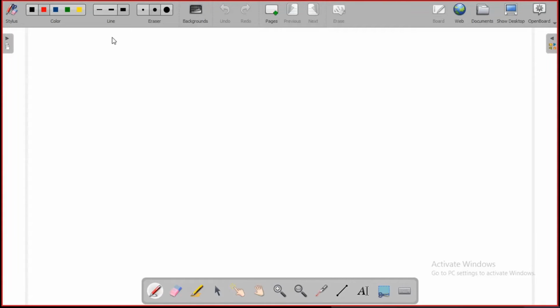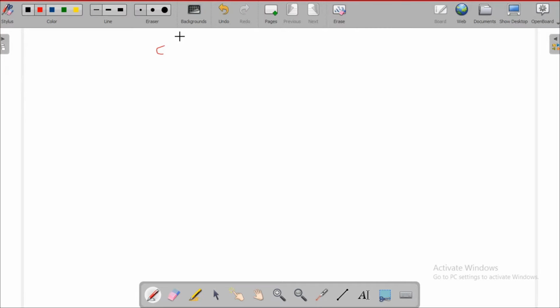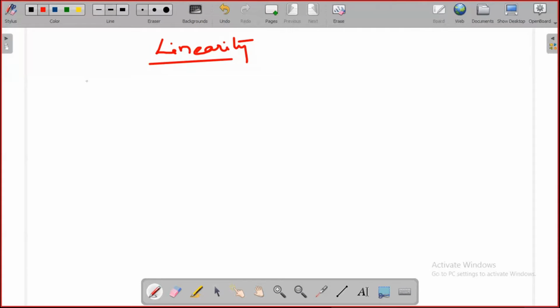Good afternoon, everyone. Today we will do some problems on linearity, time invariance, and stability. Check whether the following systems are linear or not. Okay, let's take the first one.